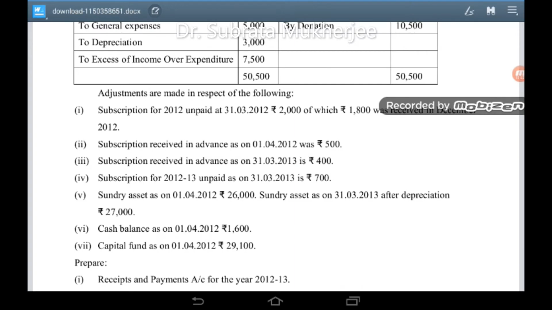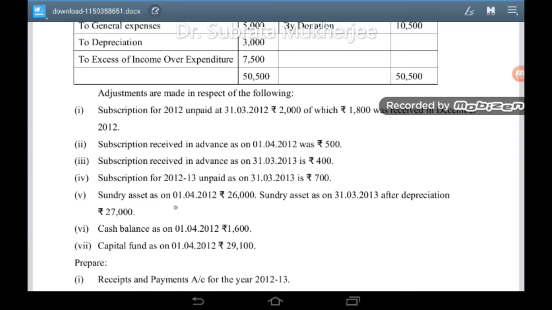Adjustments are made in respect of the following. Subscription for 2012 unpaid on 31st March 2012 is rupees 2,000, of which rupees 1,800 was received in December 2012. Subscription received in advance on 1st April 2012 was rupees 500. Subscription received in advance as on 31st March 2013 is rupees 400. Subscription for 2012-13 unpaid as on 31st March 2013 is rupees 700.